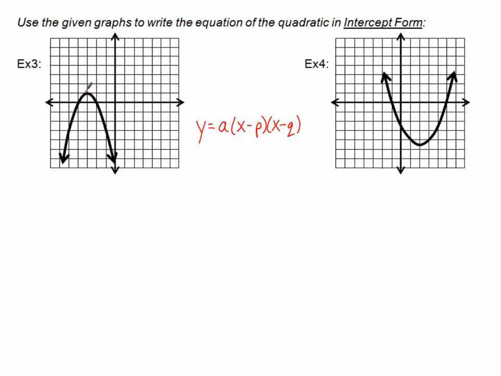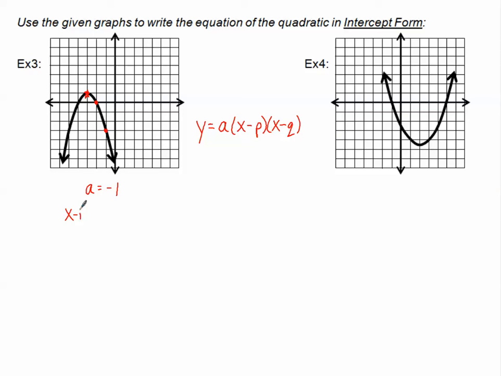Let's find A first. Here's my starting point. Here's my vertex. Obviously A is negative. Let's see exactly what it is. When I count to the right 1 unit from my starting point, I go down, it looks like 1 unit. So it looks like A is -1. Let's confirm that with one more point. When I go 2 to the right, I should be going 4 down. 1, 2, 3, 4. Yeah, it looks like it is. So I'm going to say that A is -1.